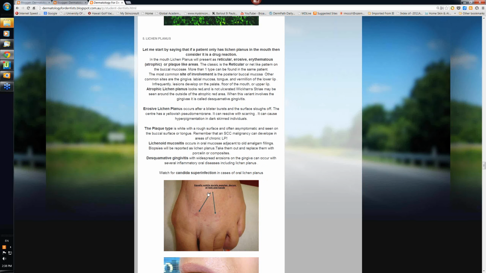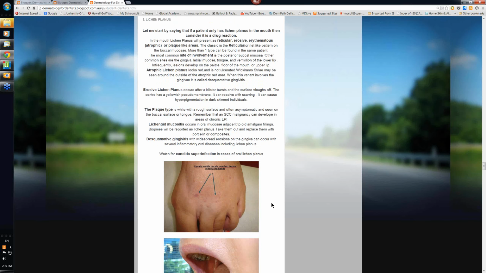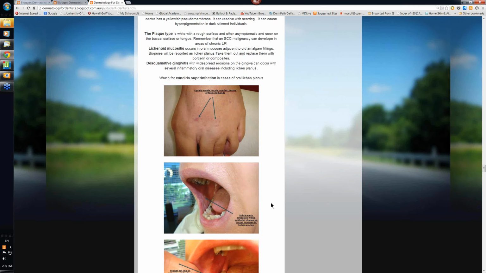Oh, and one other thing, watch for Candida superinfection in cases of oral lichen planus. Because whenever you've got a surface that's eroded and inflamed like that, it encourages the growth of Candida. And also, some of the preparations that we use in the inside of the mouth to try and suppress the inflammation of lichen planus, with topical steroids, they can cause the growth of Candida. So, if you've got a patient with lichen planus, it doesn't matter what you're treating the lichen planus for, stick in some Nilstat or some amphotericin lozenges and get them to suck those as well, because that'll get rid of the secondary Candida. And it's amazing how much secondary Candida there can be.